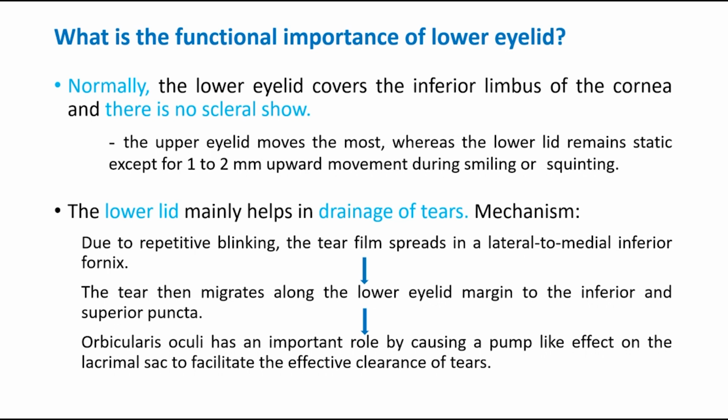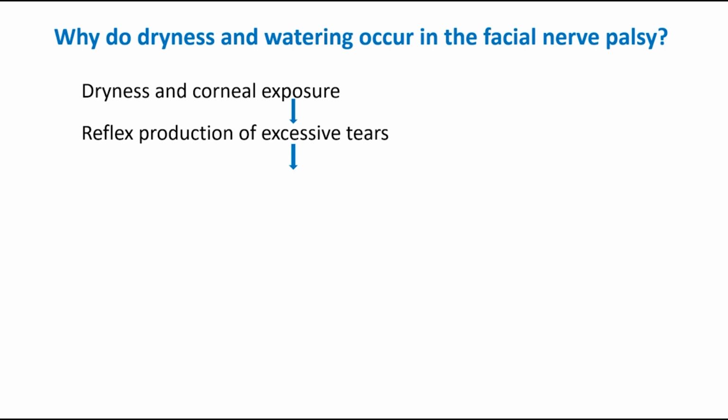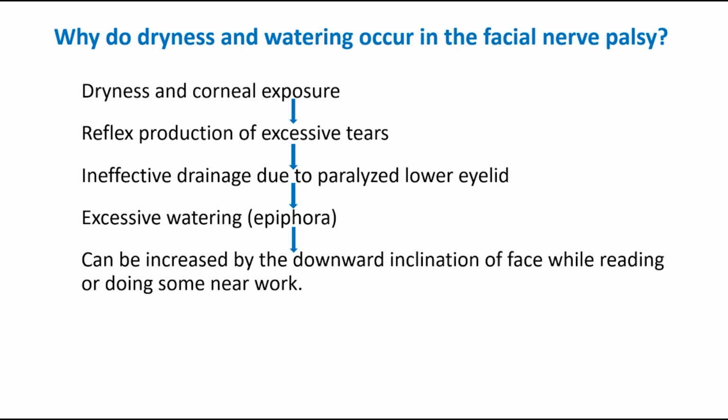Related to this, one question is asked: why do dryness and watering occur simultaneously in facial nerve palsy? Remember, due to the paralysis of the muscles, there is dryness and corneal exposure, which leads to reflex production of excessive tears. This excessive production, along with ineffective drainage, leads to excessive watering, which is also known as epiphora. This usually increases when the patient inclines his head downwards, especially while reading or doing some near work. So, all these things have to be inquired in the history, and you must know the scientific basis.